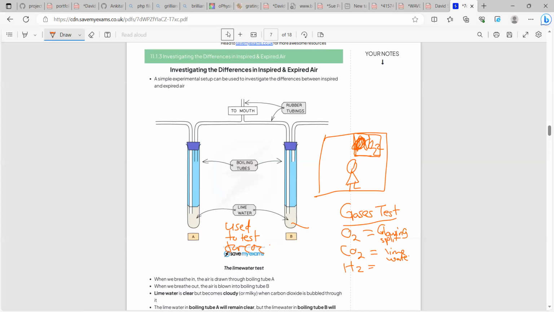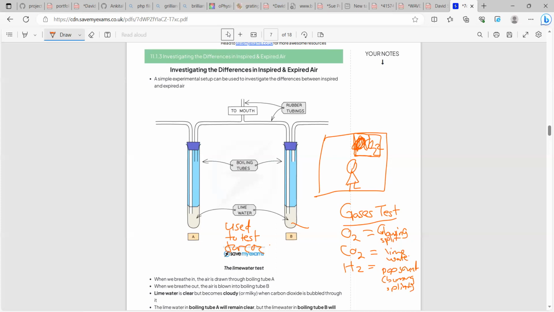And then if you want to test for hydrogen, hydrogen will produce a pop sound with a burning splint. So make sure you try to memorize these tests for gases, but I'm going to send you a handout with all the major tests needed in your syllabus.